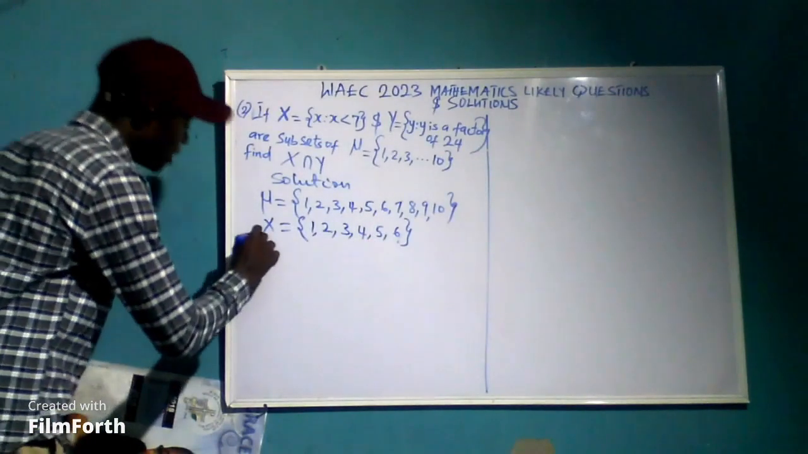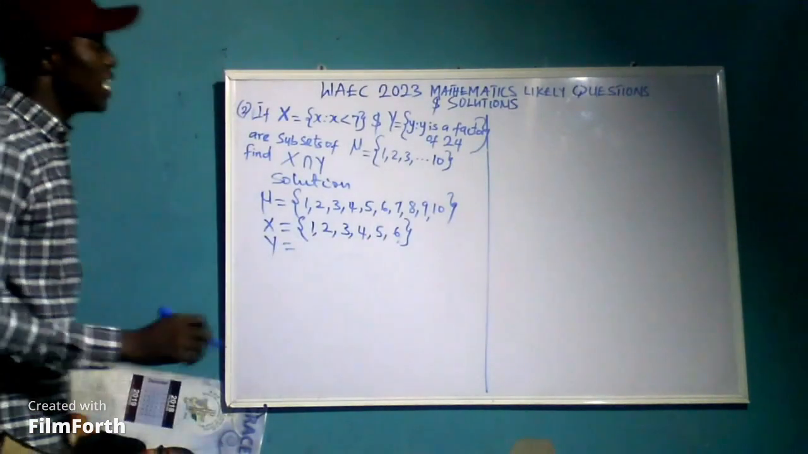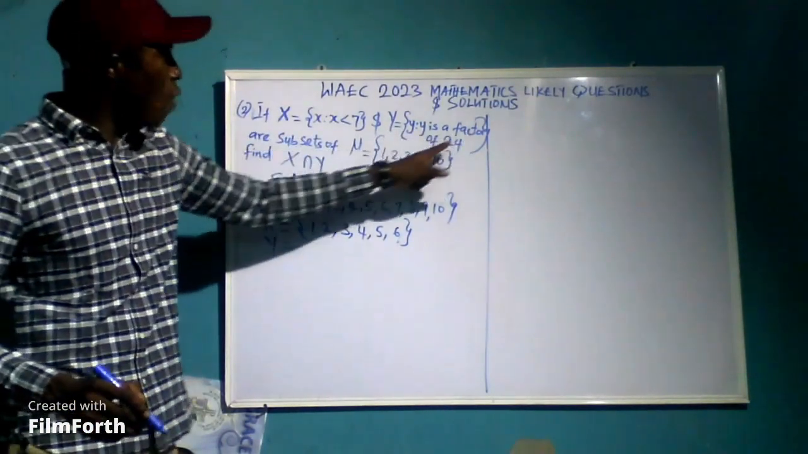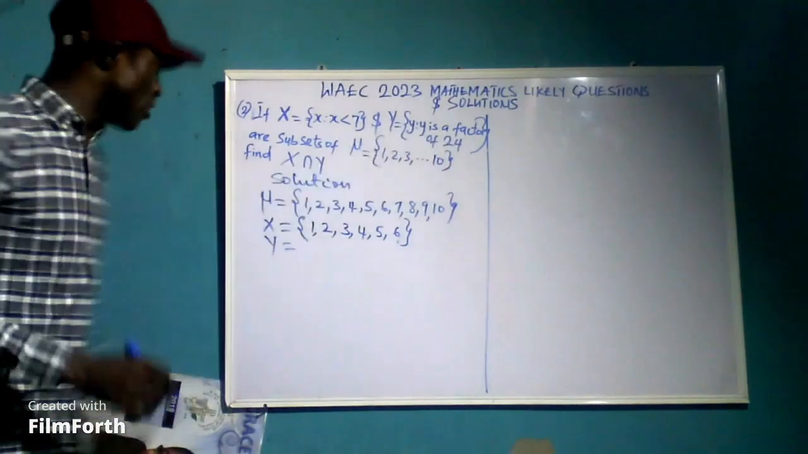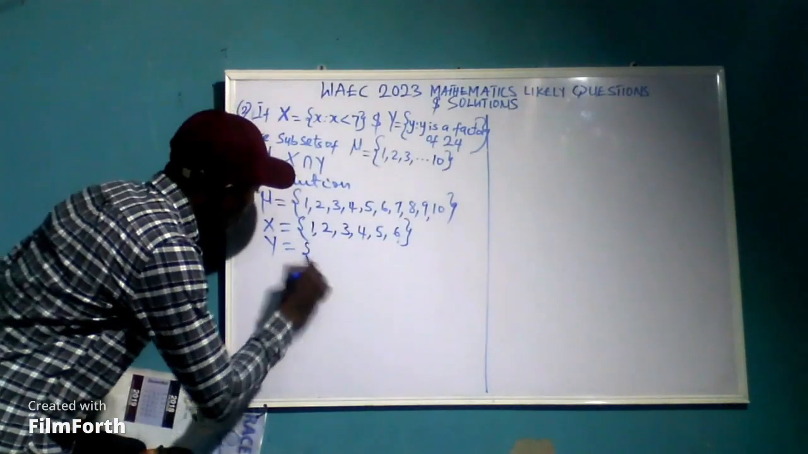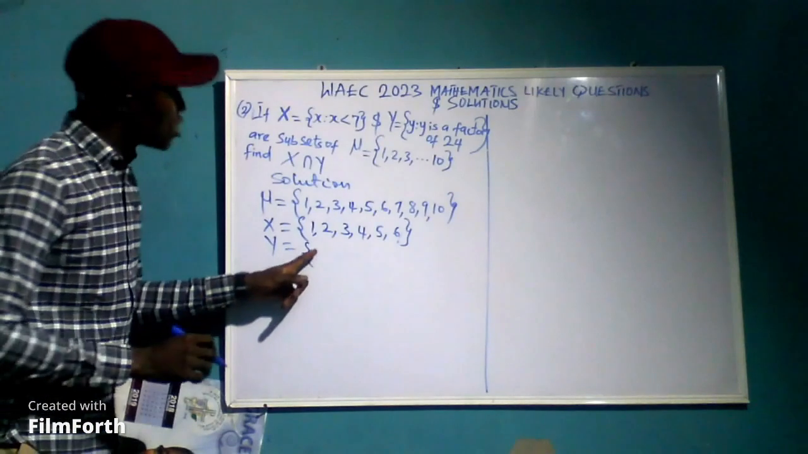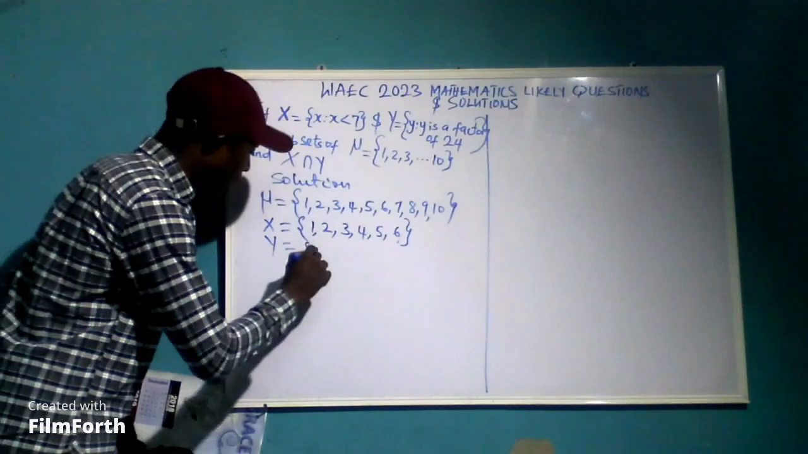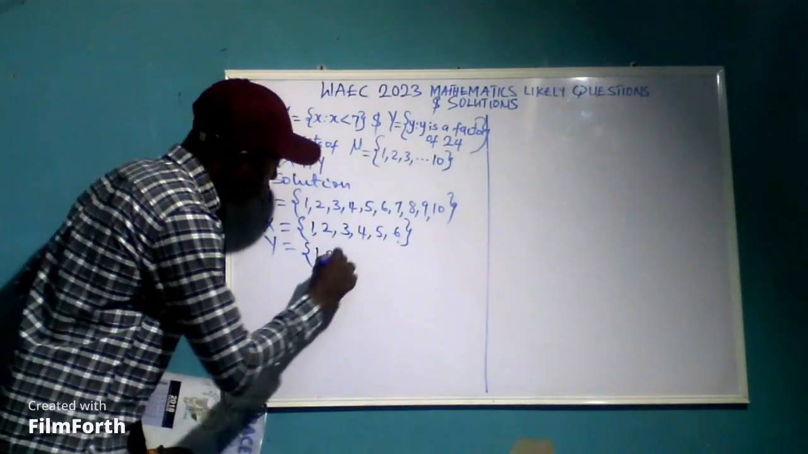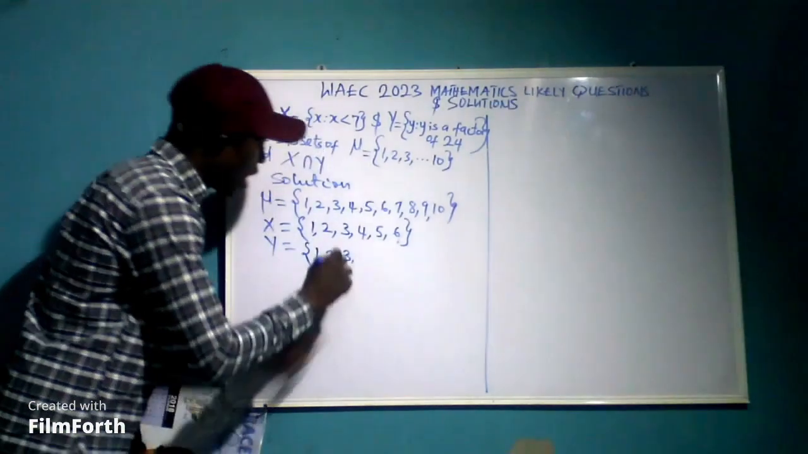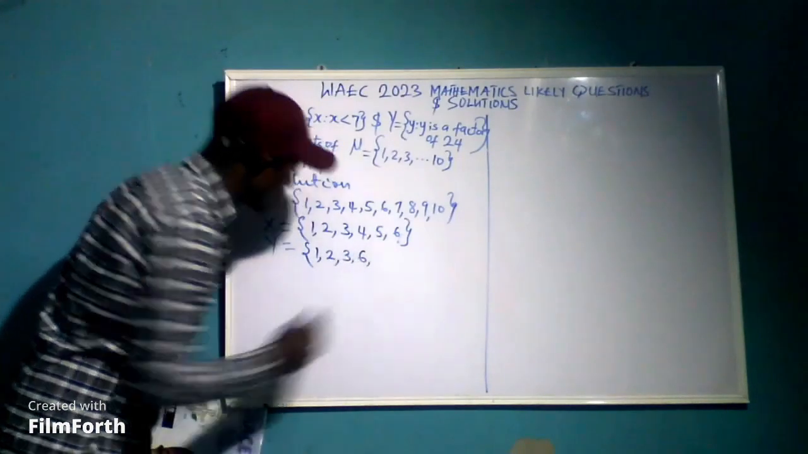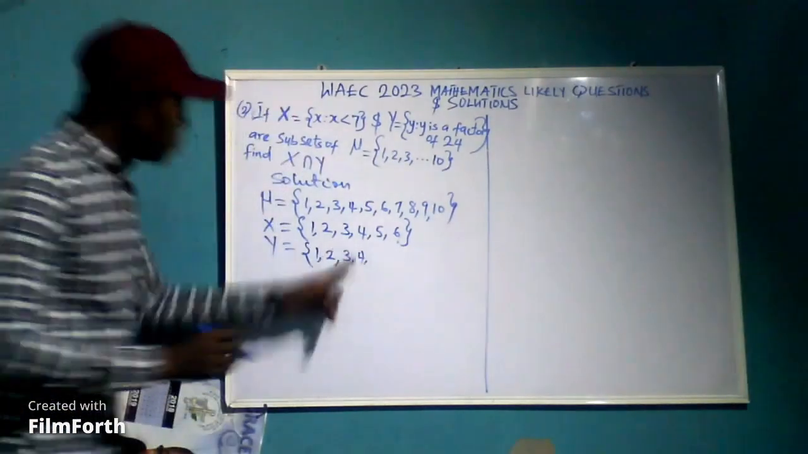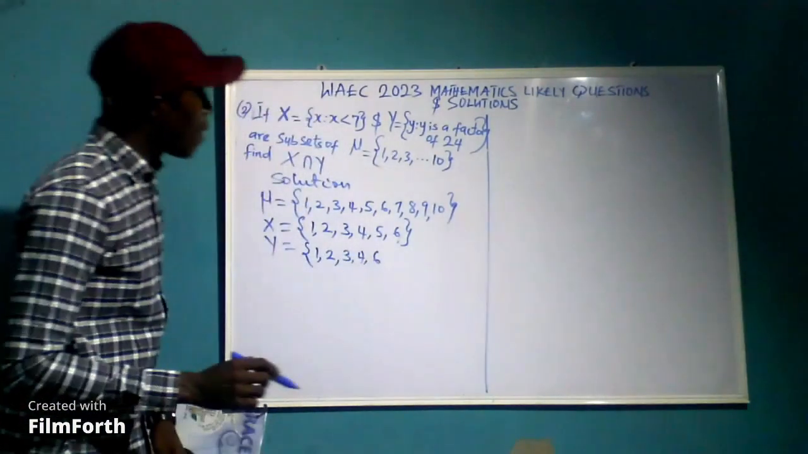Then what of the elements of Y? Let's read the definition of Y. Y is defined to be factors of 24. So what are the factors of 24? 1, then 2, of course 3, because 3 times 8 gives 24. And 6, because 6 times 4 gives 24 as well. Of course, even 4. Then we have 6. Then we have 8 also.